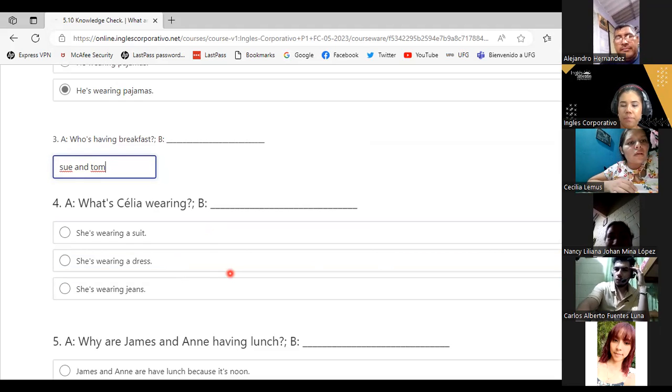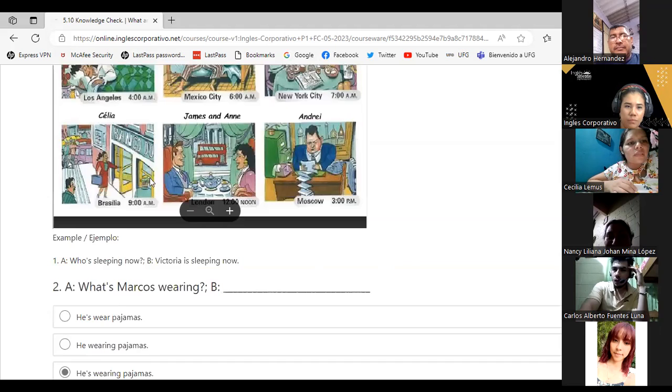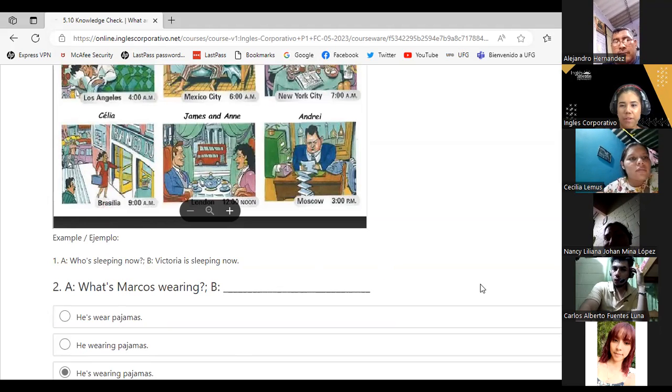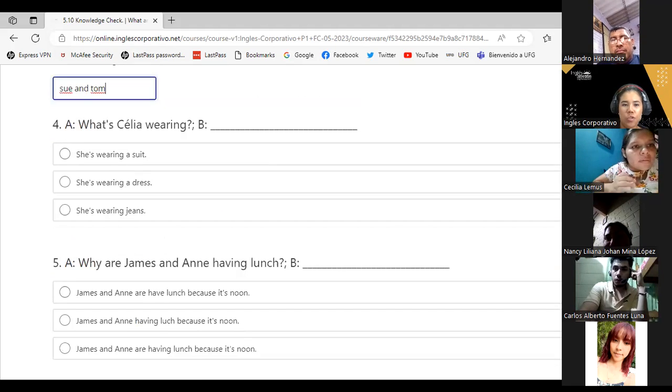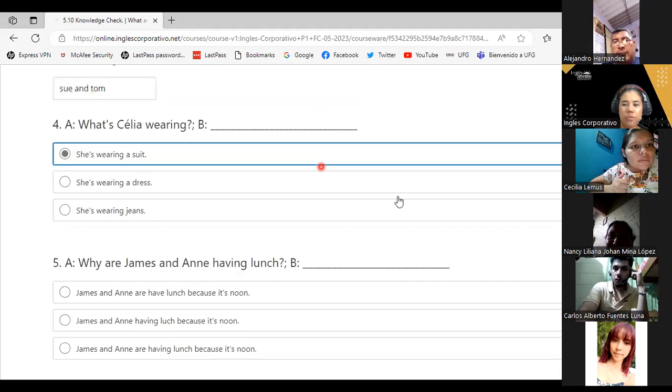Vamos a ver la imagen. I want to see again, please. Mira. Take a look and think what is the correct answer. Suit es un traje, así que vamos a ver si estamos in the correct.